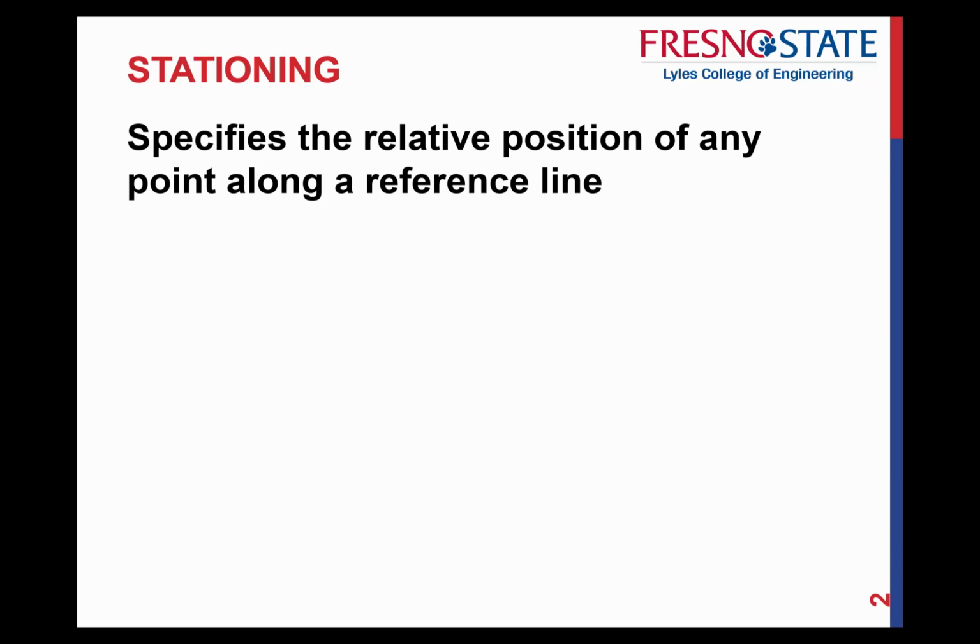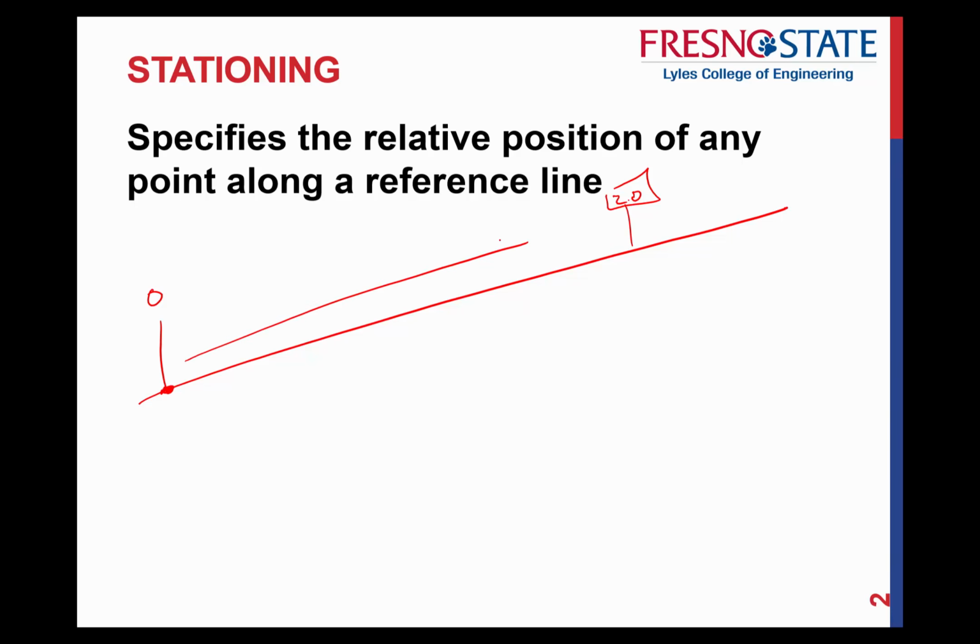Stationing specifies a relative position of any point along any reference line. It's something real similar to what you've already seen in your life. If you're driving down the highway, you come right up to a little mile marker that says 2.0, or 27, or 110, whatever it is. It's a reference from some beginning location. Back here at the state line, this is where it's 0. Now you've gone all the way up here, a distance of 2 miles. That reference line is measured along the actual road itself, the path that you've driven and traveled.